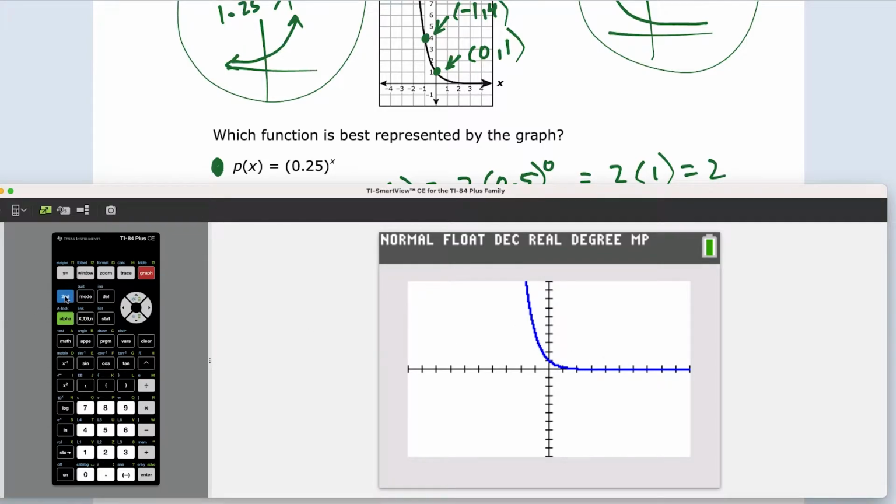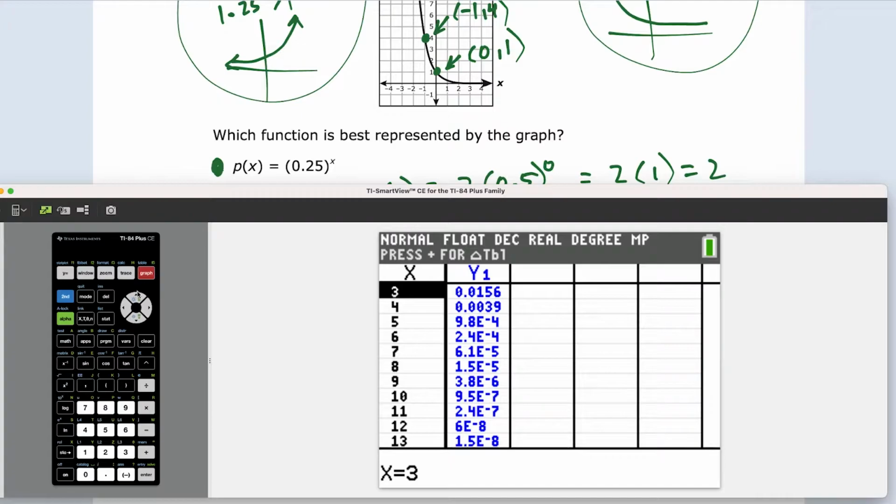But if I want to see that my points are good, I press second graph here. And let's see if our points check out. So we had 0, 1, and we had the point -1,4. So choice A is definitely correct.